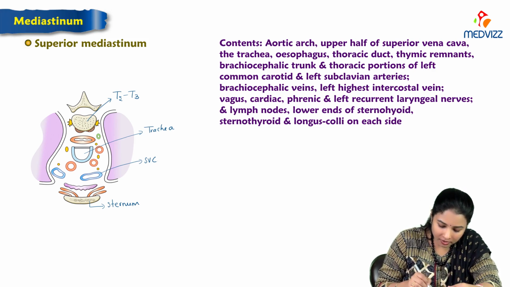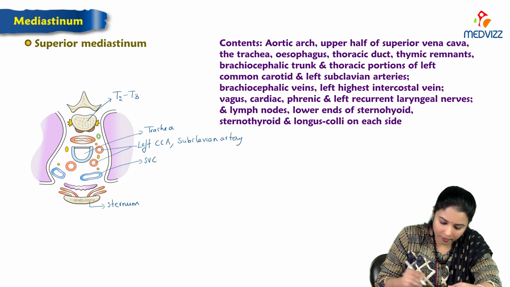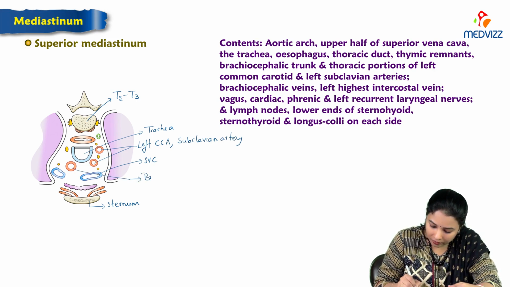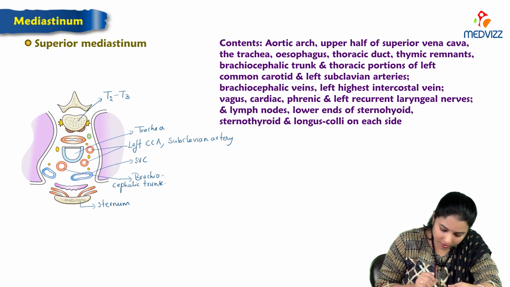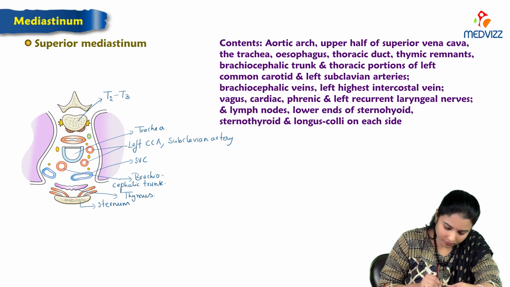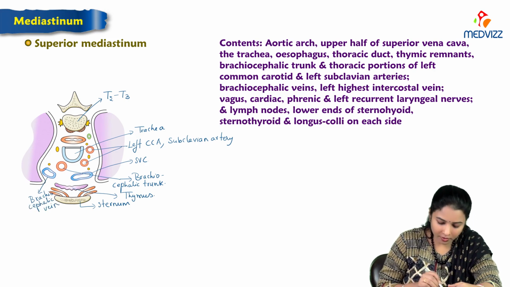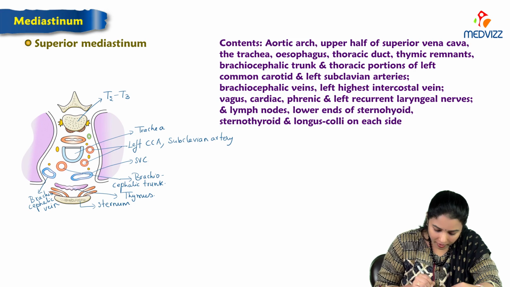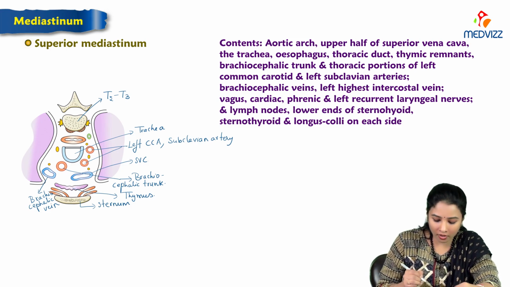So we can see the three branches from the arch of aorta: left common carotid artery and left subclavian artery. And this is brachiocephalic trunk. And we can even appreciate remnants of thymus. This is brachiocephalic vein draining into superior vena cava. And we can even appreciate the muscles, that is sternohyoid, sternothyroid and longus colli.